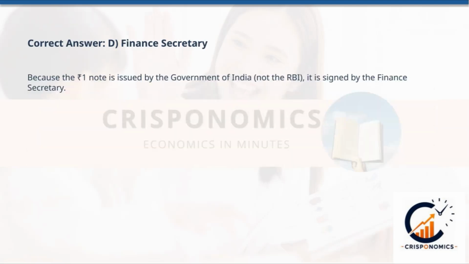Here's an interesting detail about the 1 rupee note. Unlike other currency notes, it's issued by the Government of India, not the Reserve Bank. That's why you'll find it signed by the finance secretary, rather than the RBI governor. It's a small but important distinction that tells us who's officially responsible for this particular note. So, the correct answer here is the finance secretary.